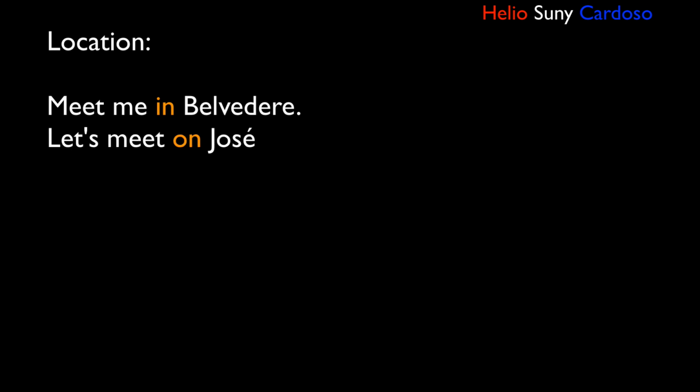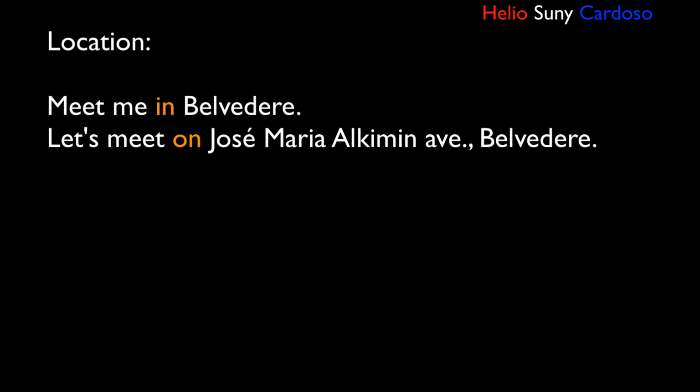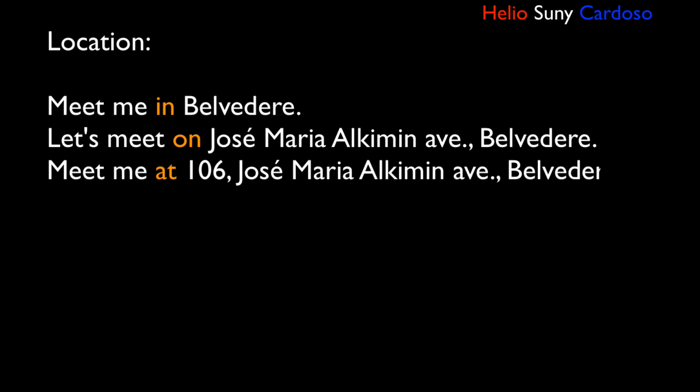So let's see some sentences using in, on, at. For large places, in. Meet me in Belvedere. Meet me in Gutierrez. Meet me in whatever part of the city you want. Let's meet on José Maria Alckmin Avenue. That's more specific. It's not all of Belvedere, but an avenue there. Meet me at 106 José Maria Alckmin Avenue, Belvedere. That's very specific. So one point in the city. There's only one point that has 106 José Maria Alckmin Avenue as a reference in Belvedere.